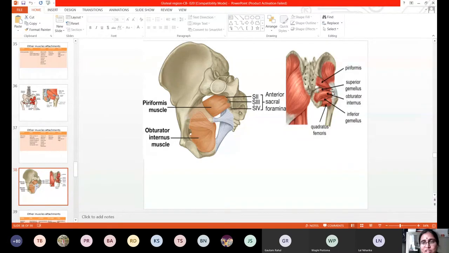So the small muscles in the gluteal region, what are they? Number one, piriformis. Number two, superior gemellus. Number three, obturator internus. Number four, inferior gemellus. Their main action is what? What is the main action? Can anybody say?